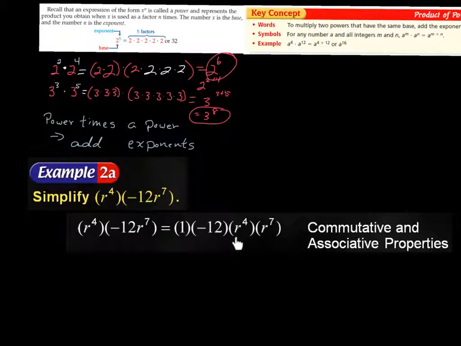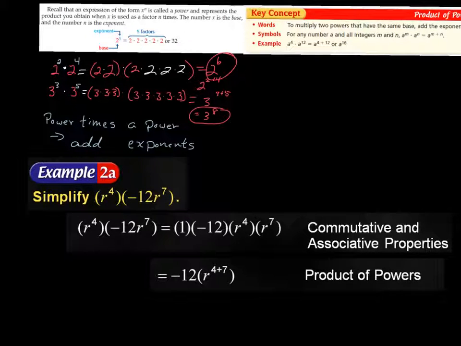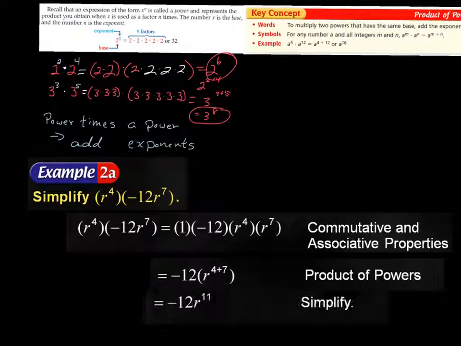And then we're going to multiply our two variables. We use the commutative property to rearrange and the associative property to group. We use our product of powers rule. 1 times negative 12, of course, is just negative 12. And then we have r to the 4 plus 7, which, power times power, we add exponents, we get negative 12 r to the 11th as our final answer.